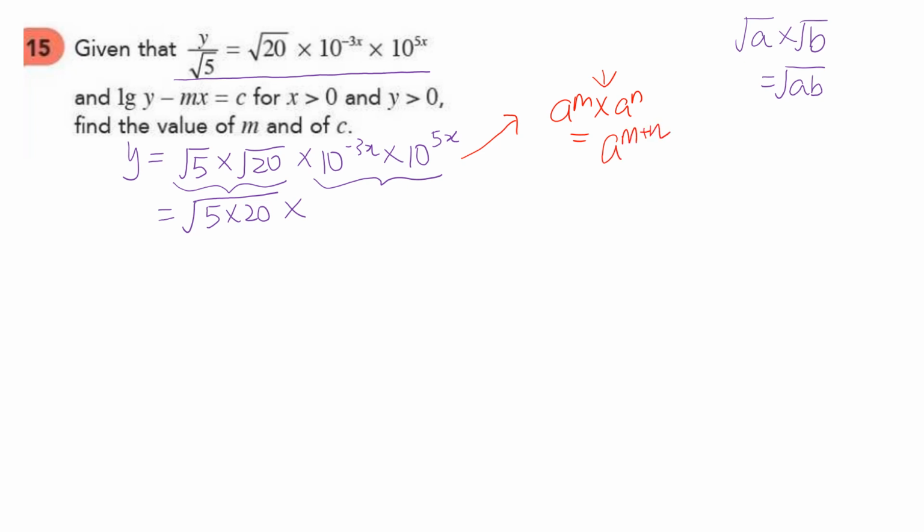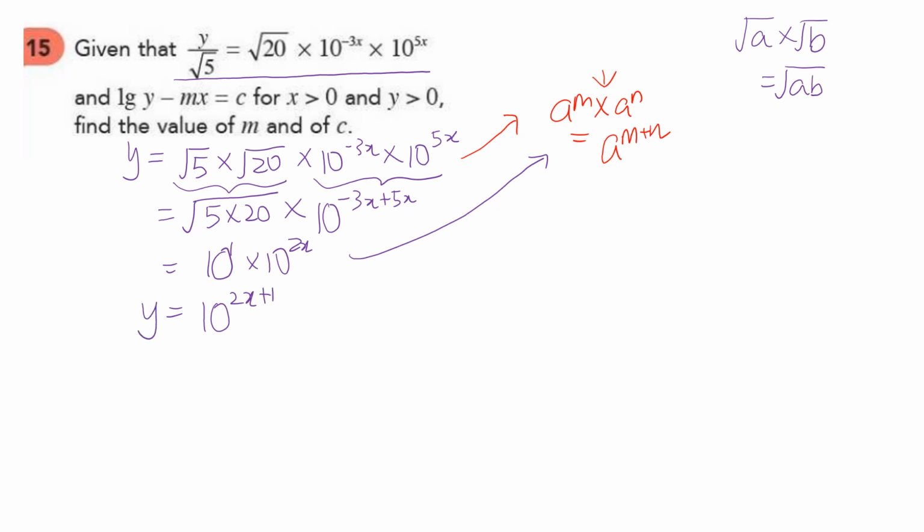Right, so that will give us 10 to the power of negative 3x plus 5x. Alright, 5 times 20 will give you 100, so we are finding the square root of 100, which is 10. Okay, 10 meaning 10 to the power 1. And here again, we can apply the same rule. That will give us 10 to the power of 2x plus 1.